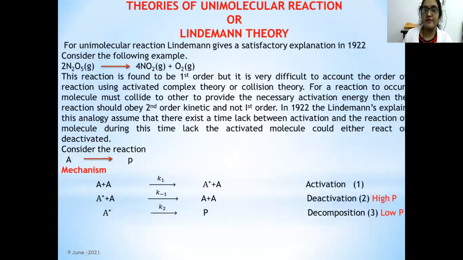This theory was given by Lindemann in 1922 to give a satisfactory explanation for the mechanism of unimolecular reactions. Consider the unimolecular reaction 2N2O5 gives 4NO2 plus O2. Now, this reaction is found to be first order, but it is very difficult to account for the order of reaction using the activated complex theory or the collision theory. For a reaction to occur, molecules must collide according to the collision theory. And if we consider the collision between 2 reactant molecules, then it follows second order kinetics and not first order.